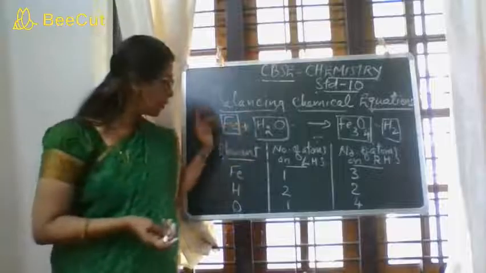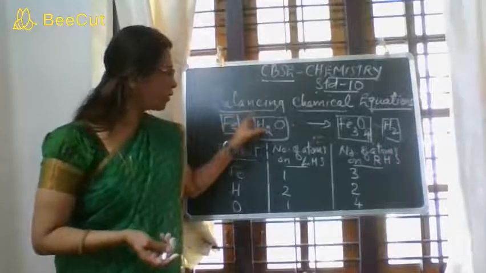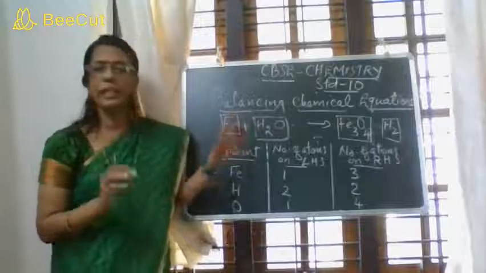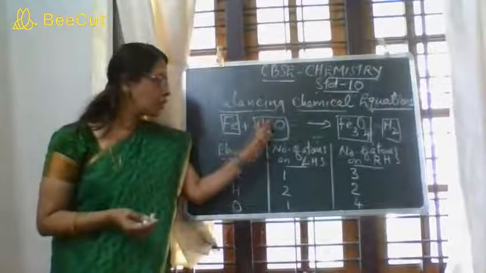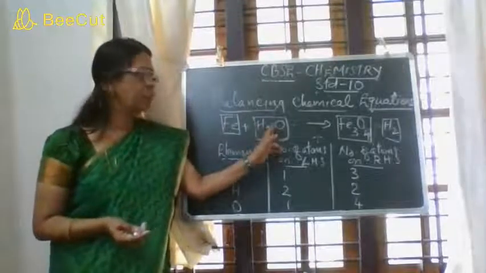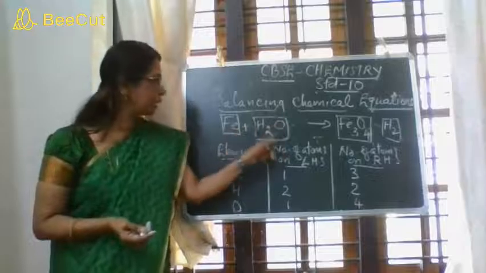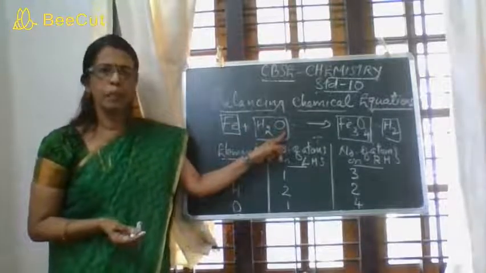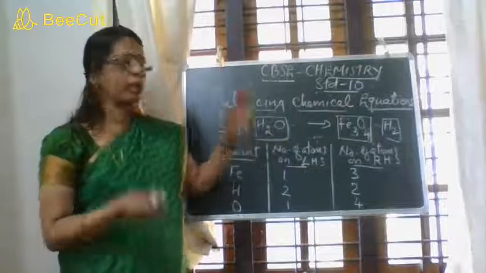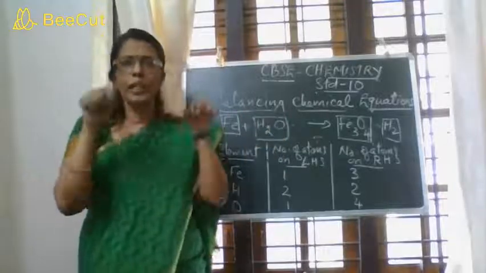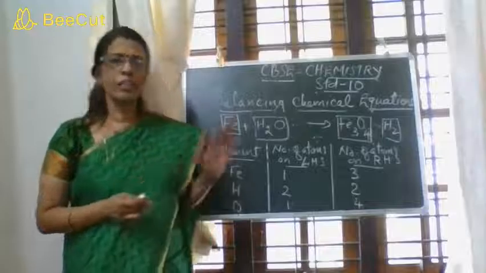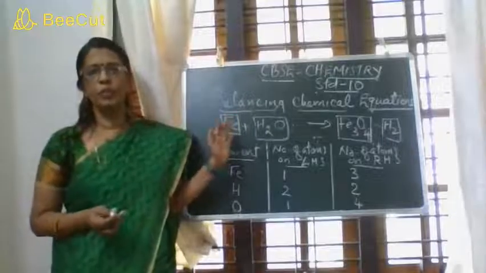We can adopt the trial and error method for balancing this equation. Here we can change numbers in front of the formula or symbols only, because we should not do anything inside. That is, we should not write anything in between, or down as a subscript below. That is why we are drawing a box around these symbols and formulas. So first you have to draw that, don't forget.